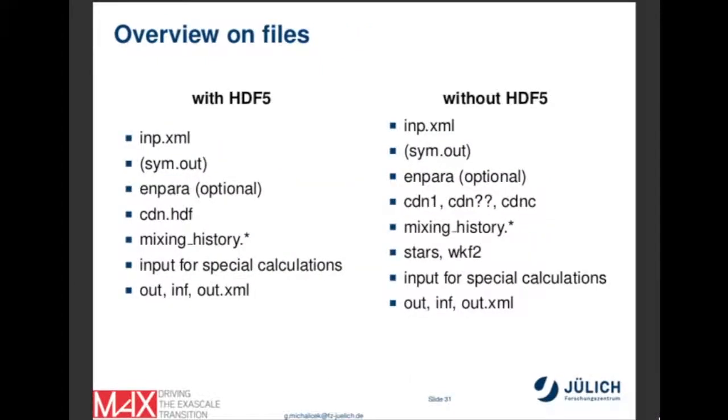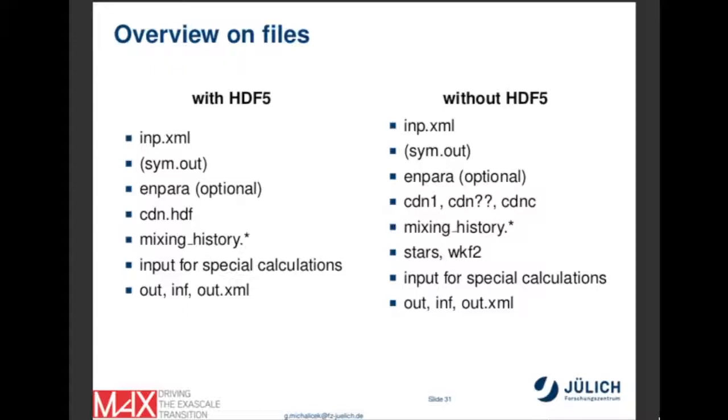So, one of the last slides, sorry, I'm over time. You get certain types of files when you use FLEUR. And the files are different for whether you compile with HDF5 support or without HDF5 support. HDF5 is the hierarchical data format 5, and it's a certain type of specifying files. So you have this inp.xml file, the symout file with the symmetry operations, the sympara file. The cdn.hdf file is the charge density file. Then there is the mixing history that you can also get, and you can get additional input files for special calculations. And of course, there are also out files like out, inf, or out.xml.